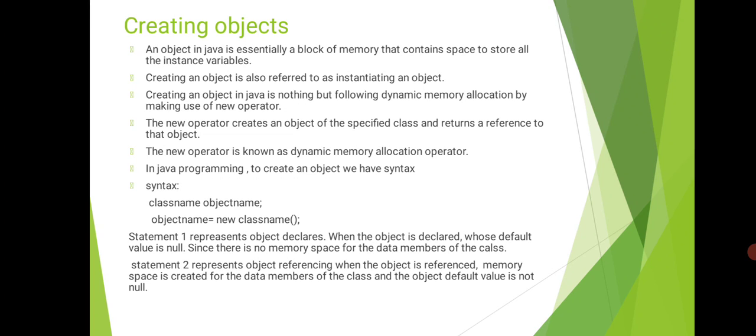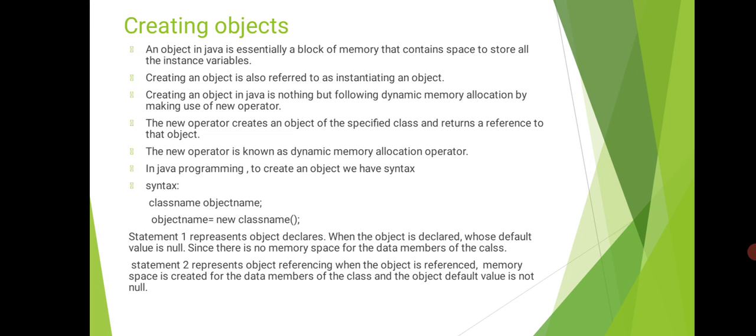In Java programming, to create an object we have this syntax: class name, space, object name, ending with a semicolon. Next statement: object name is equal to new class name, opening and closing parenthesis, ending with a semicolon. From these two statements we can create an object, right? So here the class name and object name in the first statement represent the object declared. So the object is declared but it is not created, it is only declared.